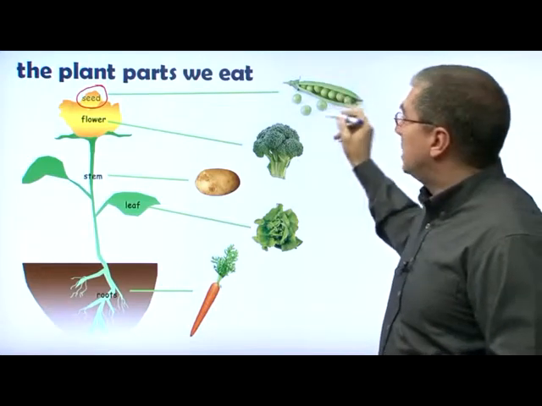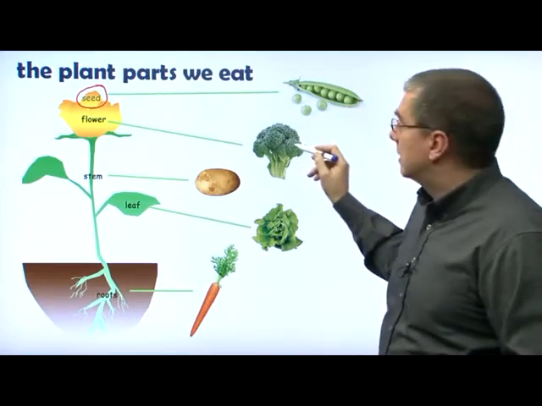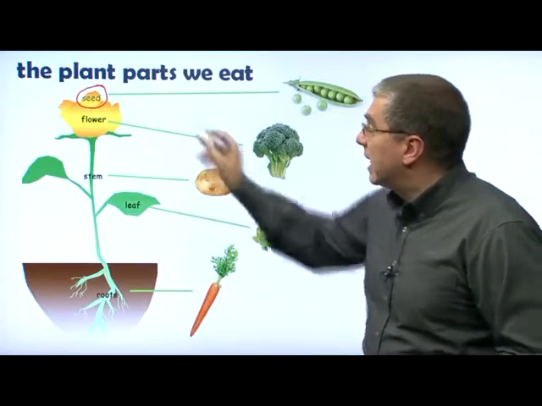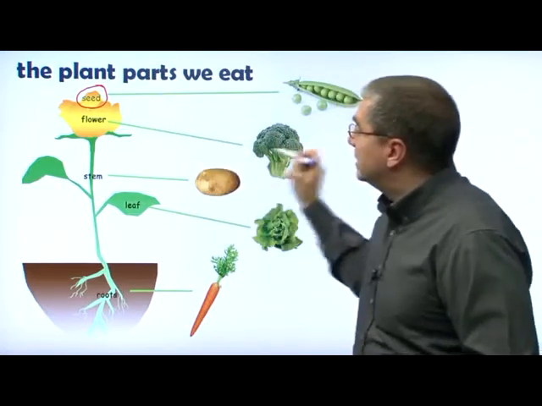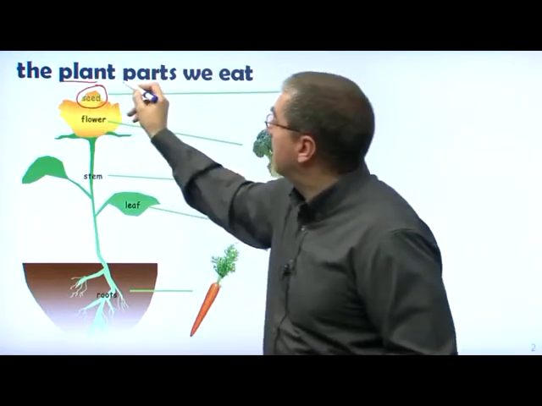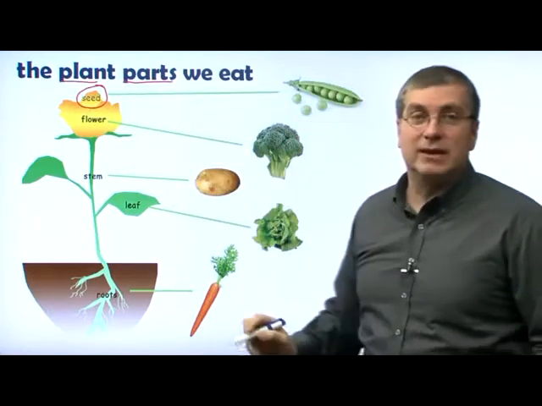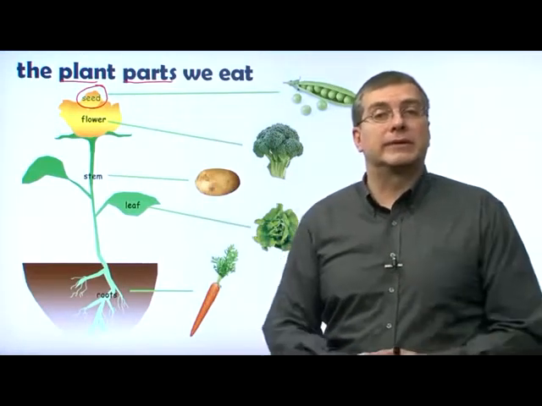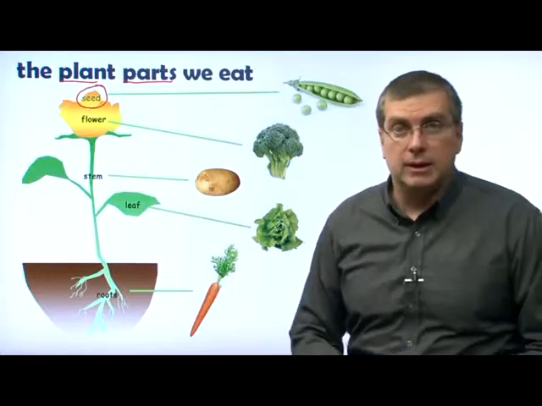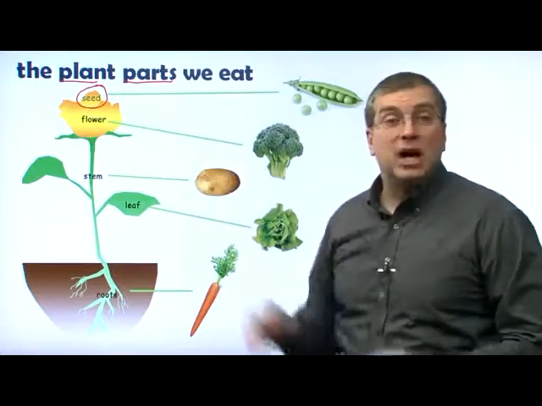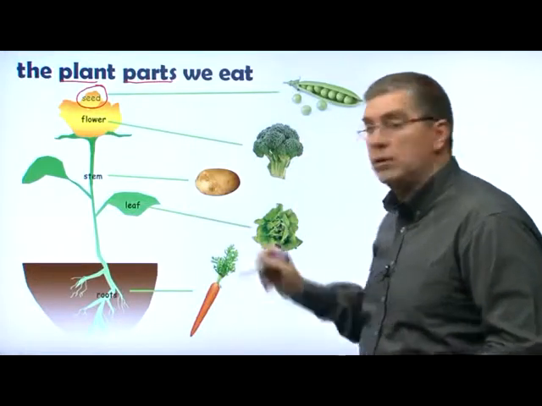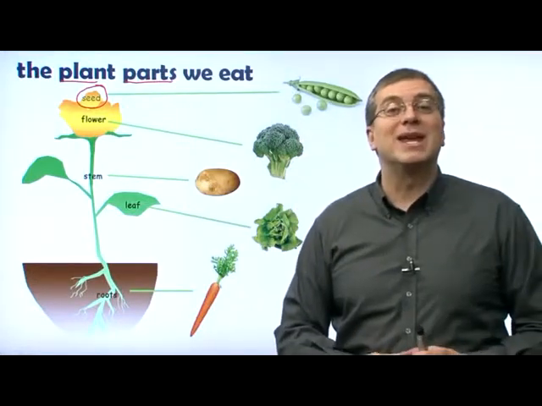We have peas, broccoli, potato, lettuce, carrot. And these are all different parts of the plant. The plant parts that we eat. So there are many different plants in our world. We don't eat all the plant. We eat parts of different plants, right? And we can see many different examples of the plants we eat.